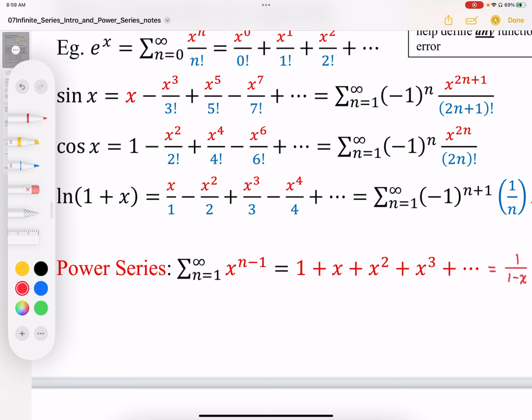Now, it has some limitations, but the limitations are based on the fact that this needs to converge, which means that the base, x, has to be between -1 and +1. So we're going to look a little bit closer at this.